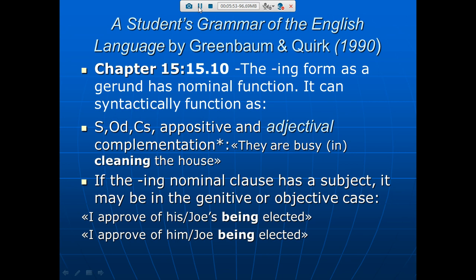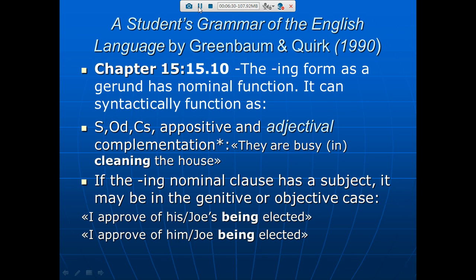Well, we have provided you with, or we have recommended your reading of, three chapters of A Student's Grammar of the English Language by Greenbaum and Quirk, chapters 15, 16, and 17, where in some of the sections they speak about functions of the ing form in English. In chapter 15, more precisely 15.10, the authors speak about the ing form as a gerund and having nominal function.